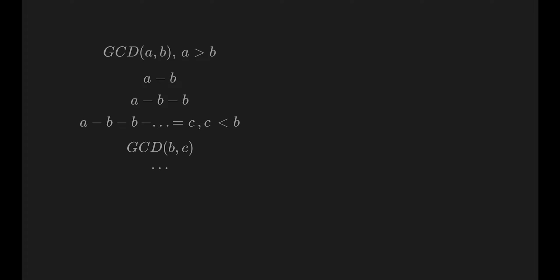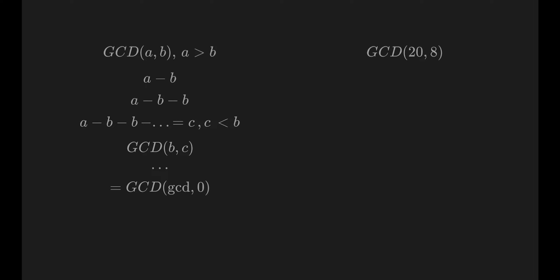The basic idea of the algorithm is actually pretty simple. For some inputs A and B, we take away the smaller from the bigger until the bigger one is less than the smaller one. This is one iteration, and we repeat this process until we hit 0. The smallest non-zero number we get is the greatest common divisor.